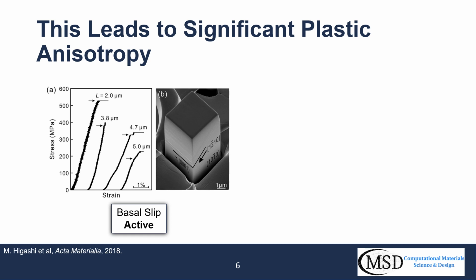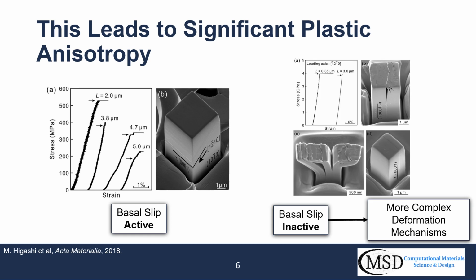When basal slip is active, when the basal planes are at an angle to the compression direction, we see deformation by typical slip mechanism, as you would see in metals and other such materials. However, when basal slip is inactive, when the planes are oriented either parallel or perpendicular to the compression direction, deformation occurs by much more complex mechanisms. And just note here in the two stress strain curves, the order of magnitude difference of the stresses. When basal slip is allowed, deformation is much easier than in other cases.